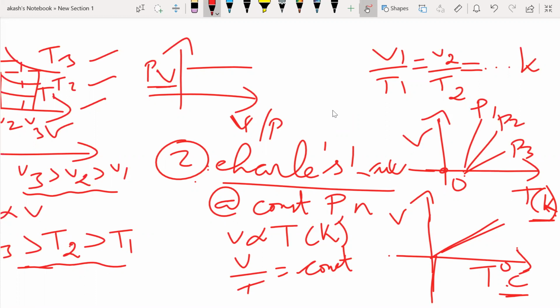Again, can you just do it? Whatever we did exactly last time, can you do it and tell me what is the order of pressures? Make any one thing constant and just see how the other thing is varying and you will get the answer.